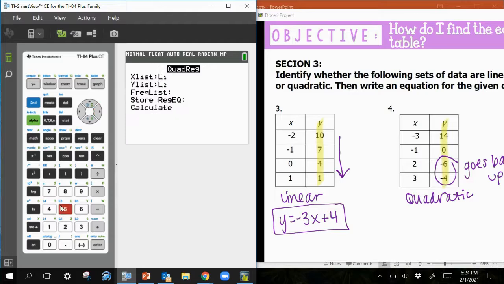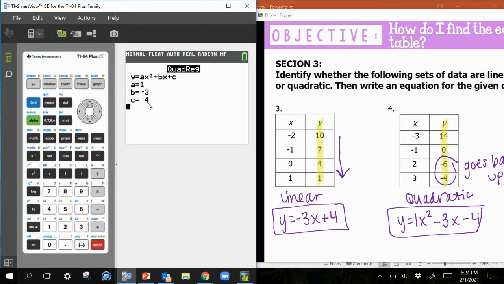So hit 5, again, press enter until you get to calculate, and here it still gives me that standard form, that template that I'm going to go off of, and I'm going to plug in my a, b, and c. So we have y equals, my a is 1, x squared, plus, but my b is negative, so I'm going to say -3x plus c, and my c is negative, so I'll say -4. And that's my equation. So make sure that you use the right regression, 4 for linear, 5 for quadratic, and then use these templates to write your equations.